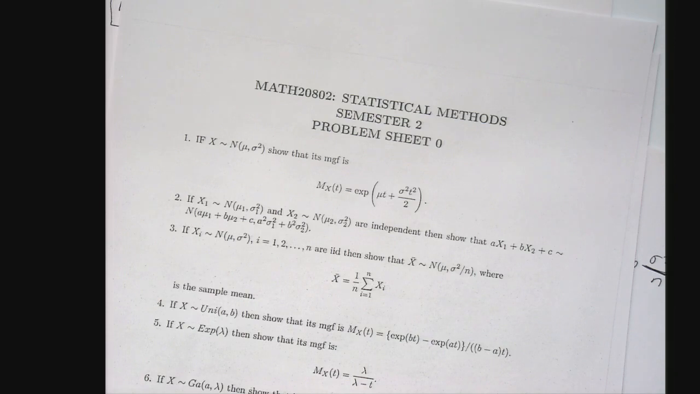And let me also do question 5. Question 5 is an exponential variable with parameter lambda. I'm sure you've seen this in your probability 1 or 2. This one has the PDF equal to lambda e to the minus lambda x, for x greater than 0. So the MGF will be E of e to the tx times the PDF.